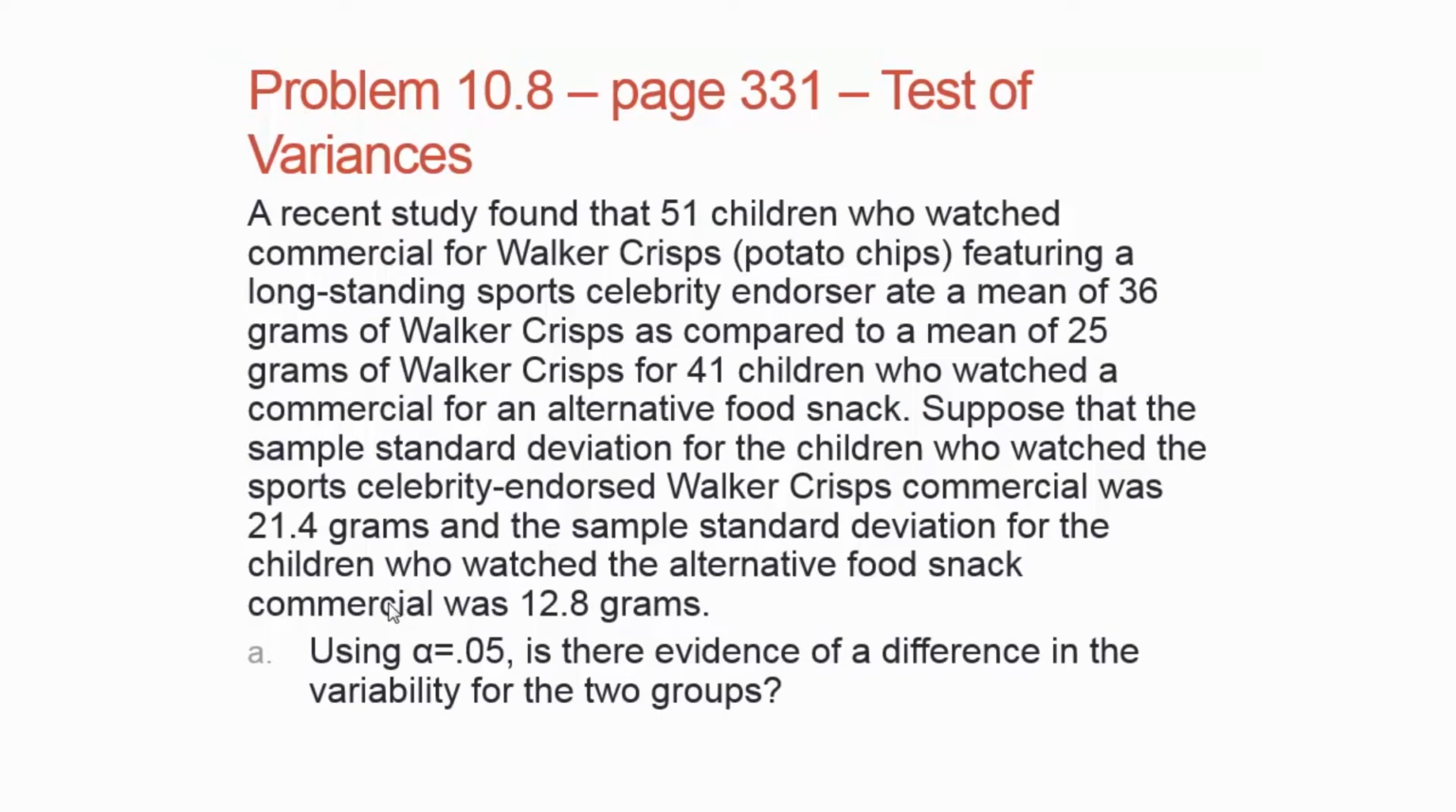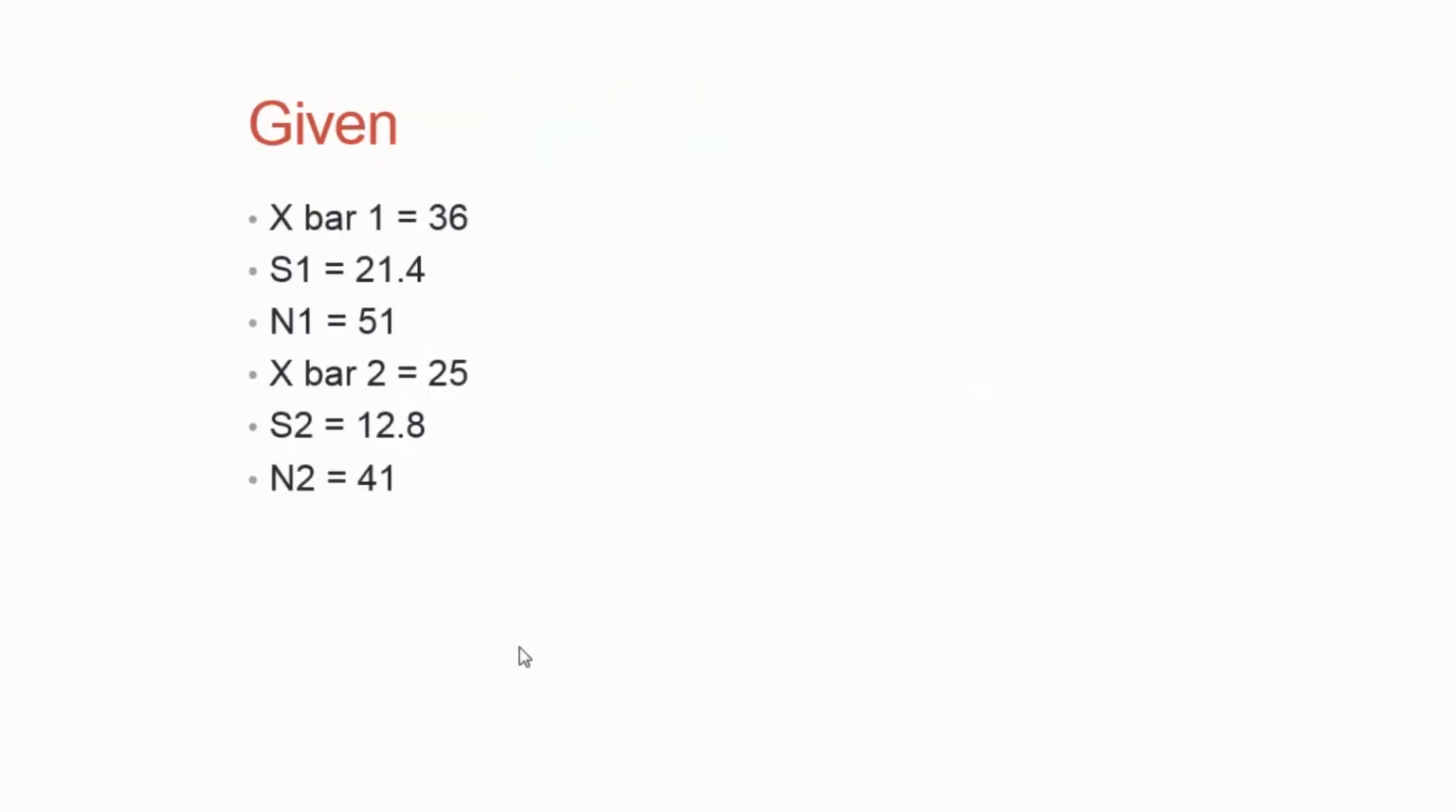You may remember this problem. This is the same problem that I did from section 1 of chapter 10. It's problem 10.8 on page 331, except now we're going to test the variances, not the means. So you'll notice the data is the same as it was before, but now it says in part A, using alpha equals 0.05, is there evidence of a difference in the variability of the two groups? So variability is what we're looking for, variation rather than means. So this is the information we're given. X bar 1 equals 36, S1 equals 21.4, N1 equals 51. And so here's our sample data.